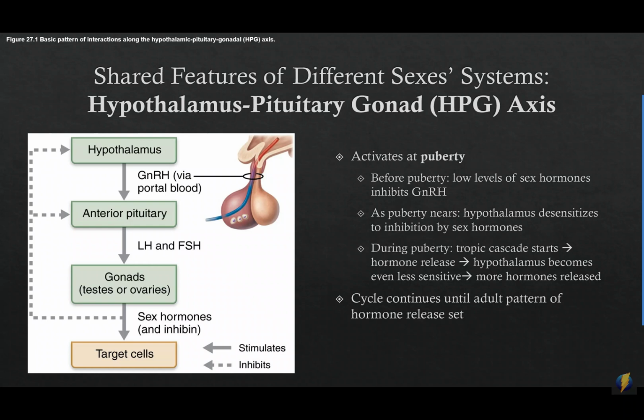So all of our reproductive systems, it does not matter which sex we are, are governed by this axis of hormones, this cascade involving the hypothalamus, the anterior pituitary, and the gonads.